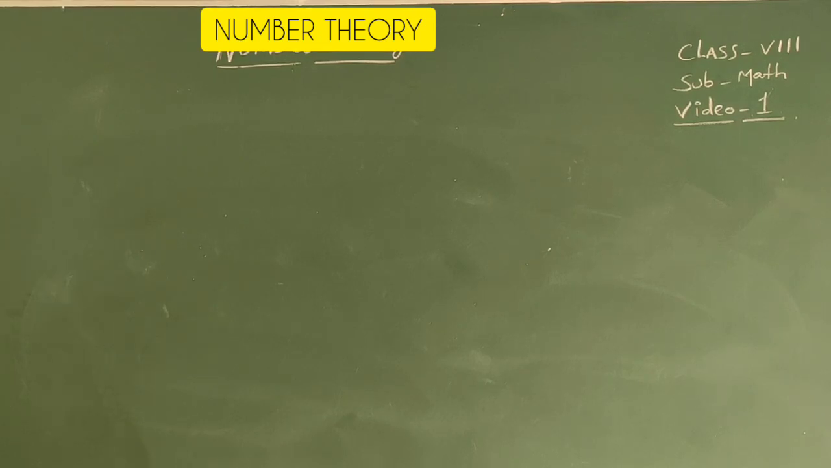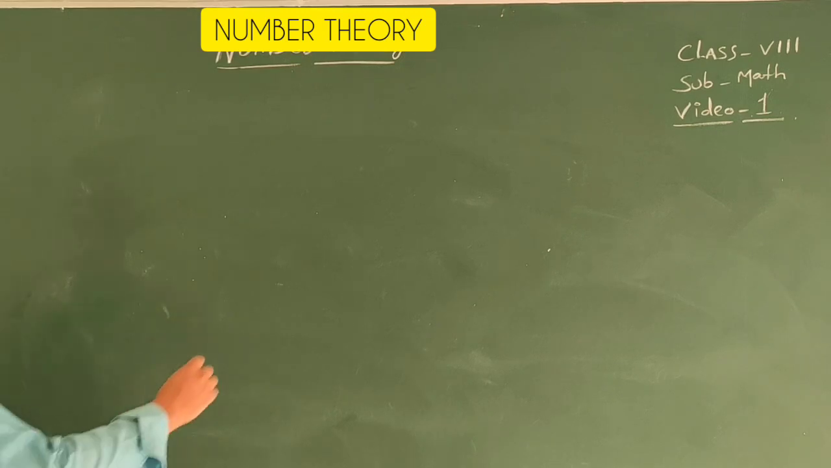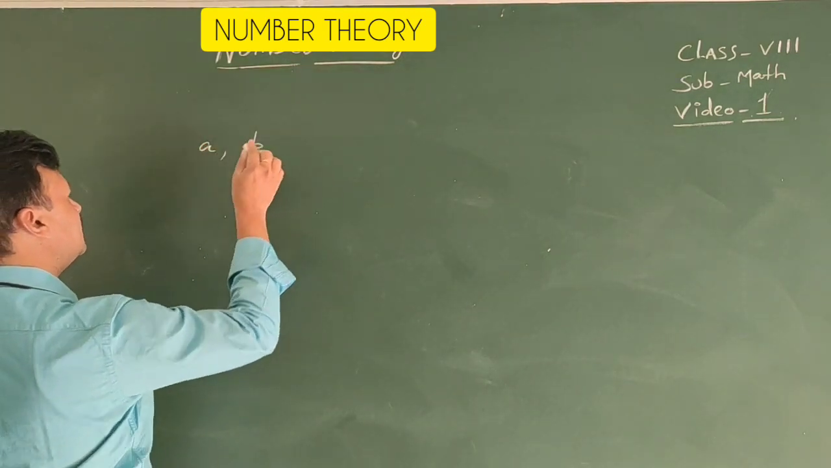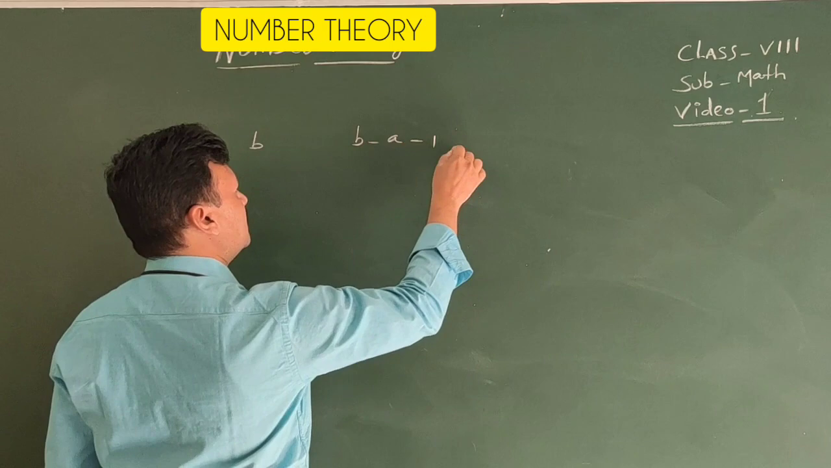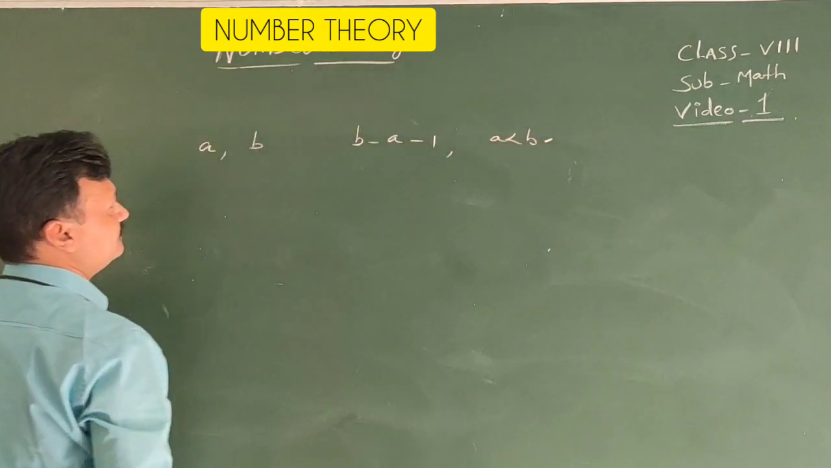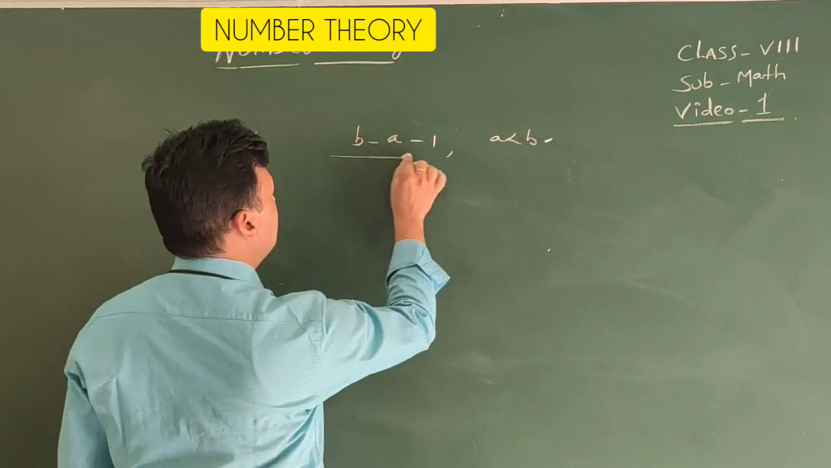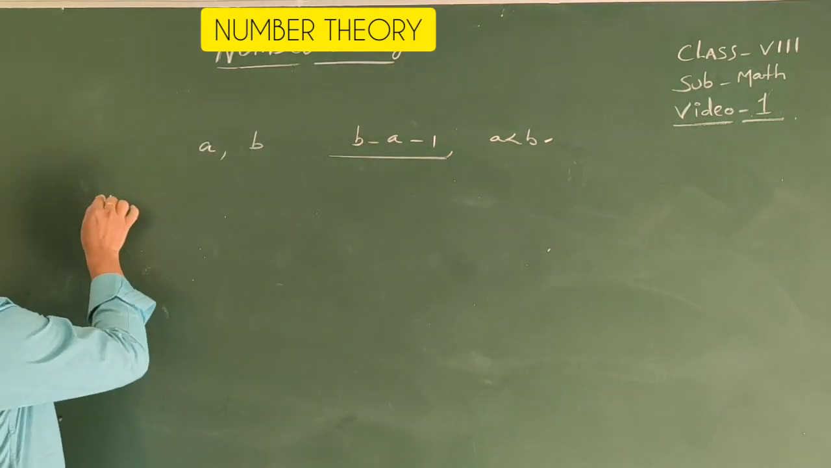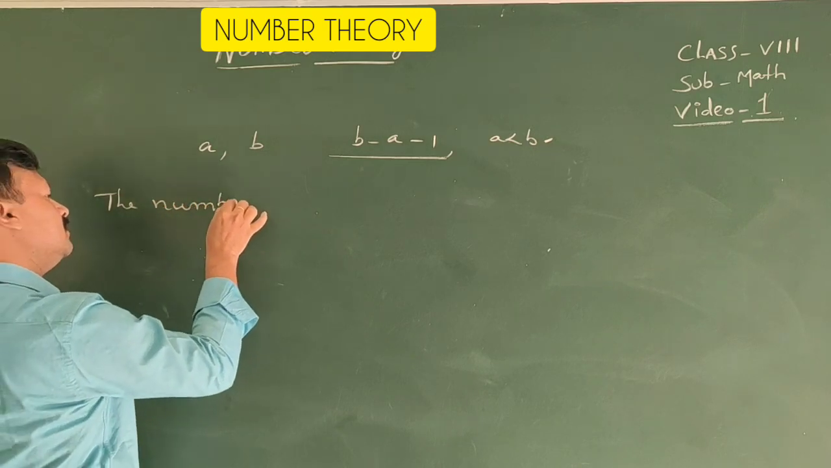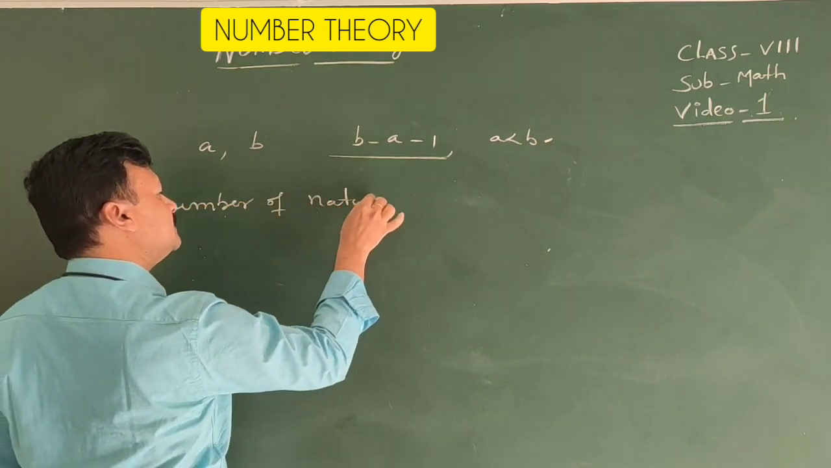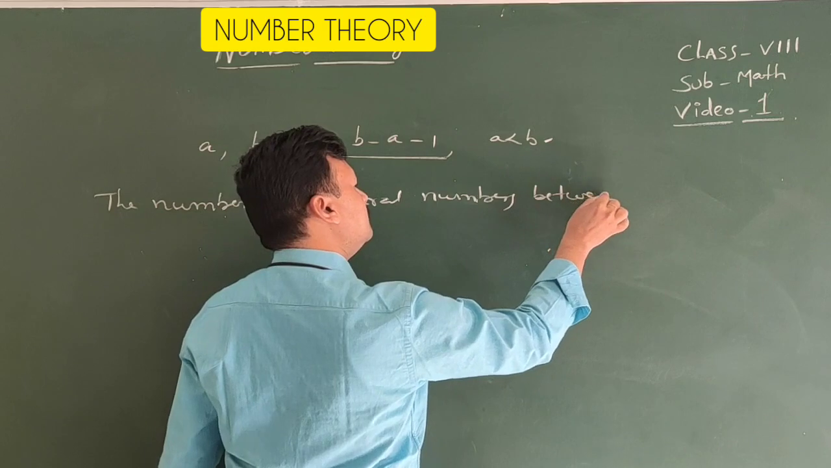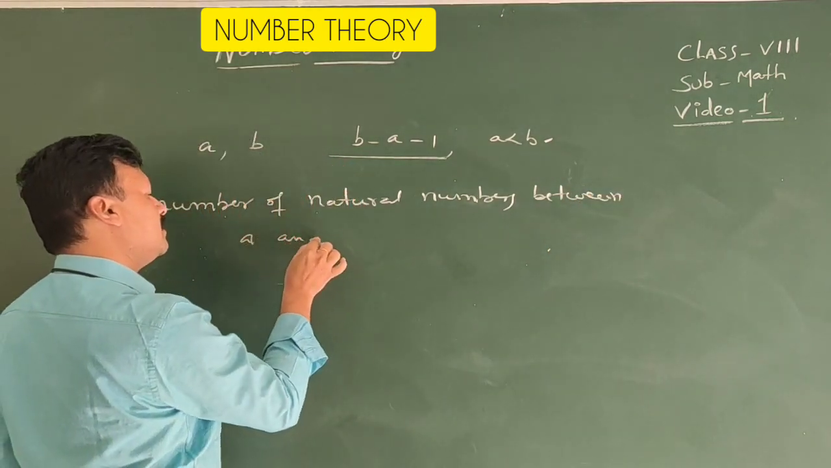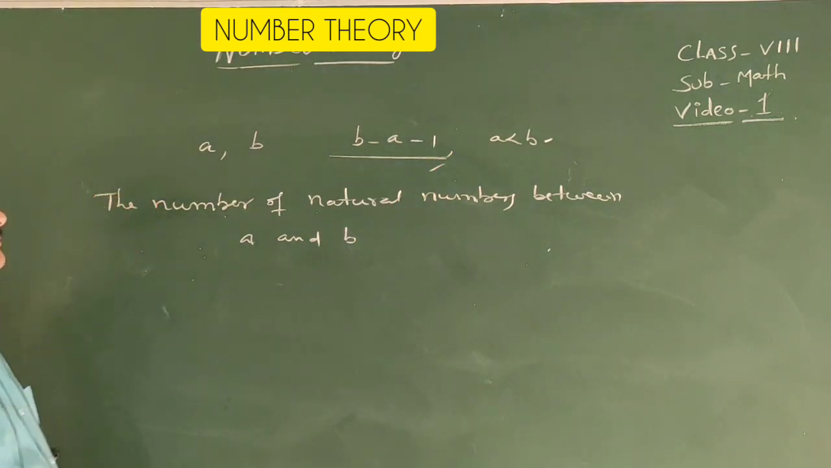Next, the number of natural numbers between A and B is B minus A minus 1, where A is less than B.